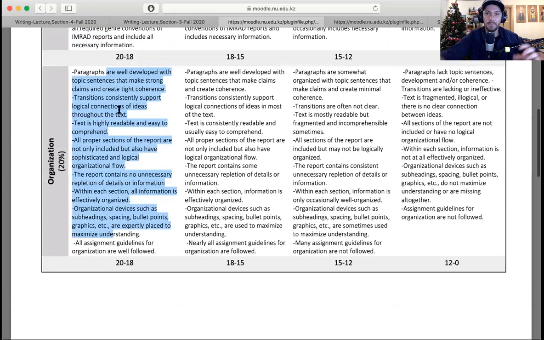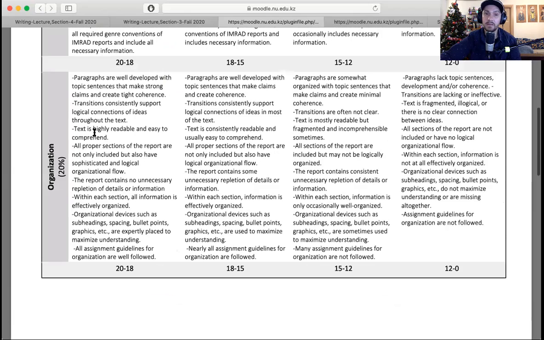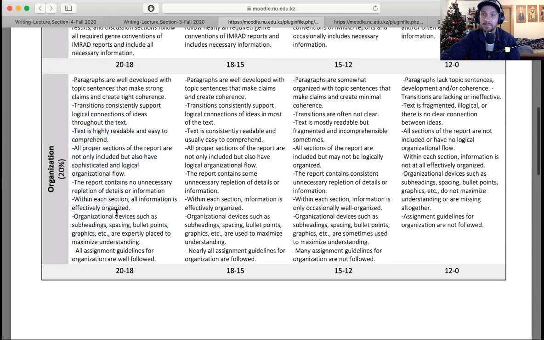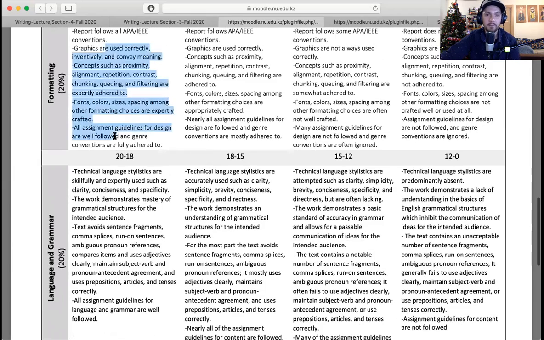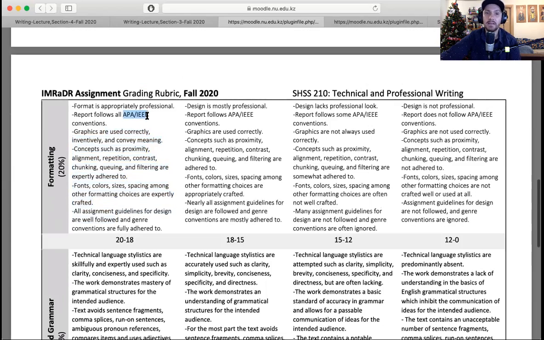Organization, just making sure that not only are paragraphs organized, but that each section is properly organized, and that the whole thing is organized, okay? So that things are in the correct locations. The decision matrix itself is in the results section, there's a data analysis section, and that stuff is explained in the methods, right? And the analysis of the decision matrix is in the discussion, not anywhere else. Things like that. Formatting is looking a lot at APA style and IEEE, but also your graphics, making sure that they're designed well, and then other creative choices that you're allowed to make outside of your formatting style. Okay, we're looking at that for formatting.